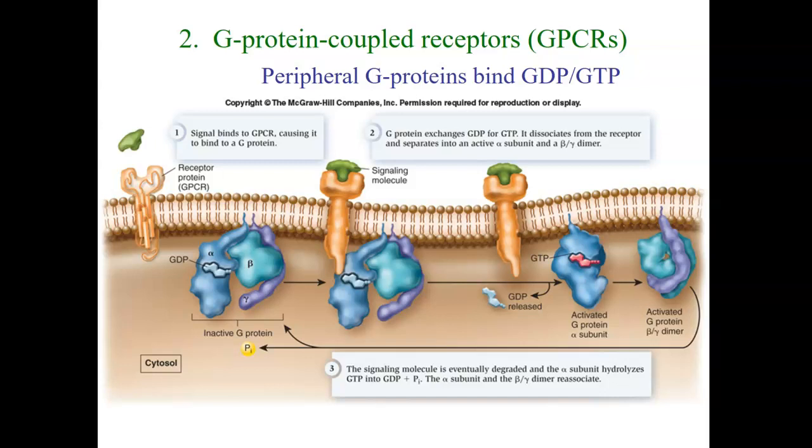Now these are a little bit different. They're not enzyme linked, so they're not causing the phosphorylation of a particular target. But here we've got G proteins. We call these alpha, beta, and gamma, and they are bound currently to GDP. But upon ligand binding and that conformational change, you get recruitment of these inactive G proteins to the receptor itself.